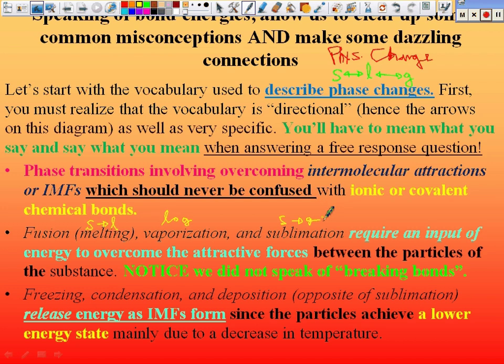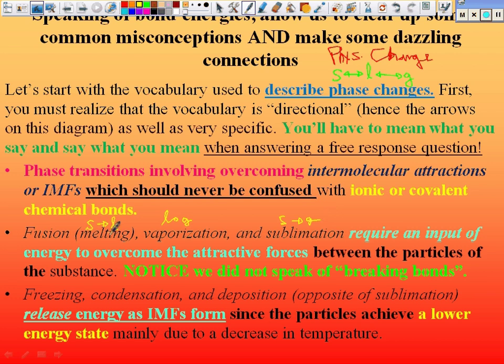If I want to take something and make it get farther from something else, what do you have to do with energy? Think about karate. Put it in. Chop it, right? Put energy in. We got to chop it. So it requires an input of energy to overcome the attractive force between the particles. Notice, we did not speak of breaking bonds in this case.